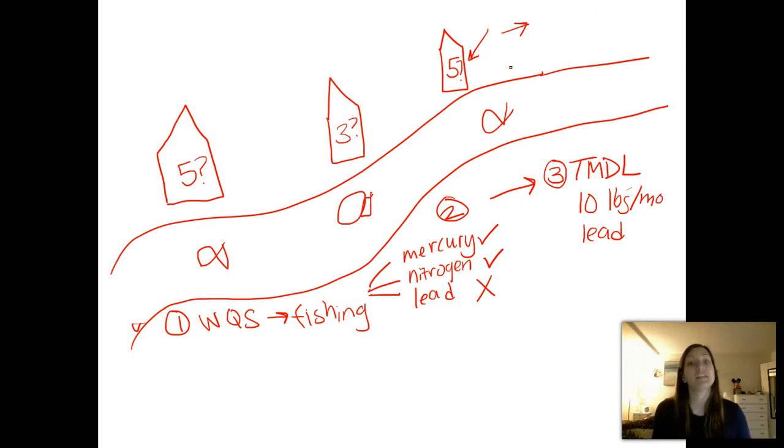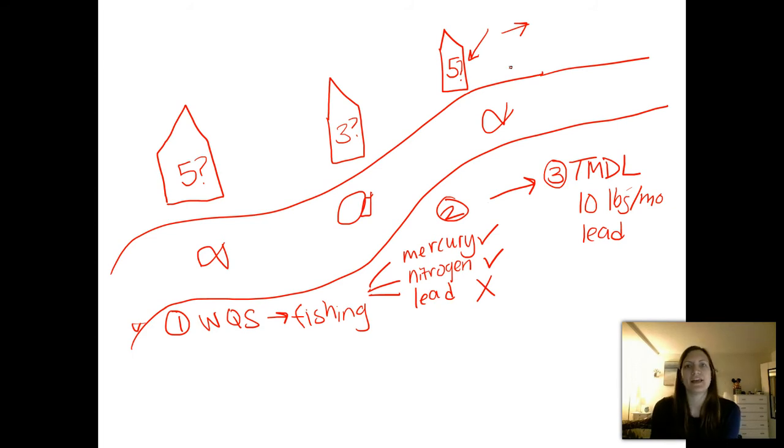But if we can at least limit it and give nature a chance to break it down, we can maintain this fishing standard. And we can make it so that these fish are safe enough and healthy enough for us to catch them and consume them. So it's pretty much how the Clean Water Act worked in a nutshell.